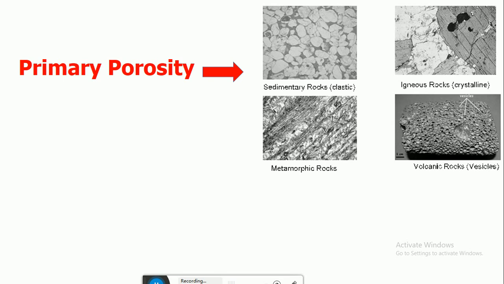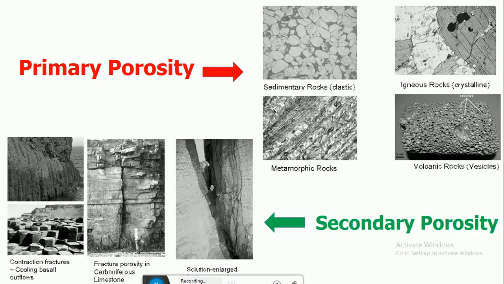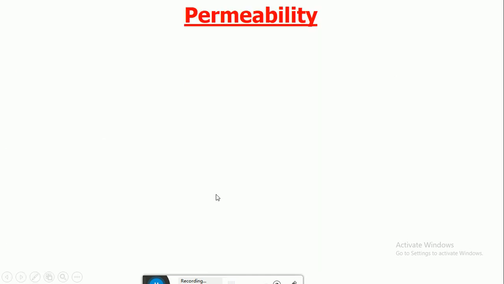Now some examples of primary porosity: sedimentary rock, that is clastic; igneous rock, crystalline; it is also found in metamorphic rock, and volcanic rock, vesicles and so on. Secondary porosity: solution cavities, fractures in purely carbonate limestone, contraction fractures, cooling basalt flow, that is solution limestone. Now permeability. Before permeability, the concept of permeability in groundwater flow is very important.